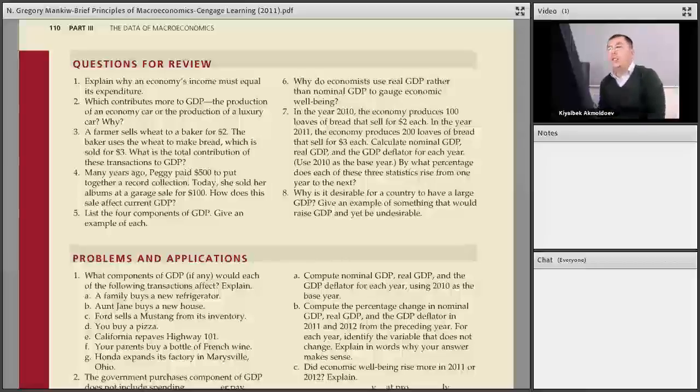Second one, which contributes more to GDP, the production of an economy car or the production of a luxury car? Why? Of course, the production of a luxury car will contribute more to GDP than an economy car, because we look at the price value of the goods and services. A luxury car is much more expensive, which means it will count for much more than an economy car.